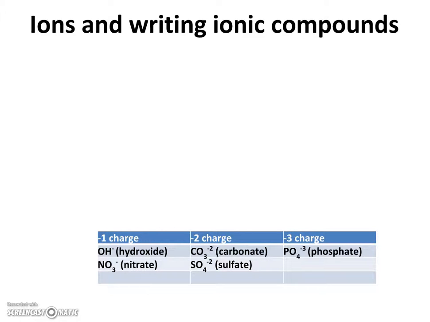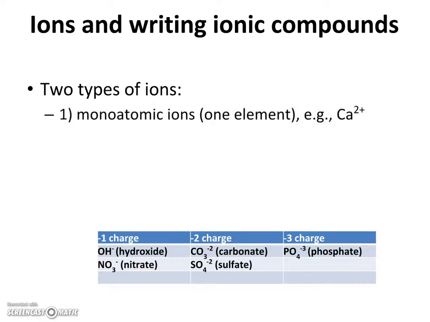When writing ionic compounds and ions, the ions that we're going to be considering are one of two types. They're either monoatomic ions, and if you break down that word, mono means one atom. So those are like calcium +2, or sodium +1, or potassium +1, or aluminum +3, or chlorine -1.